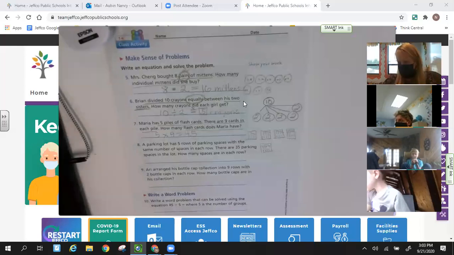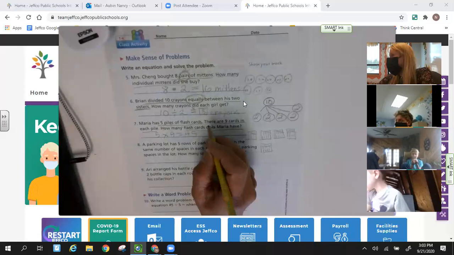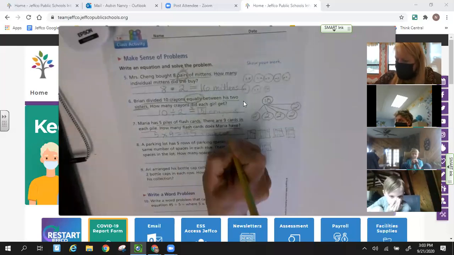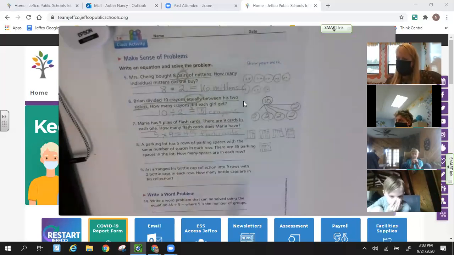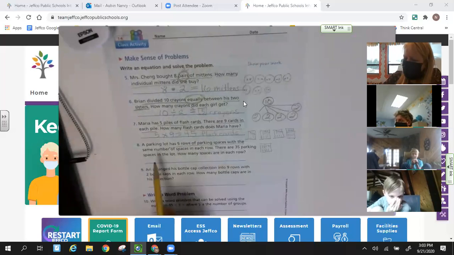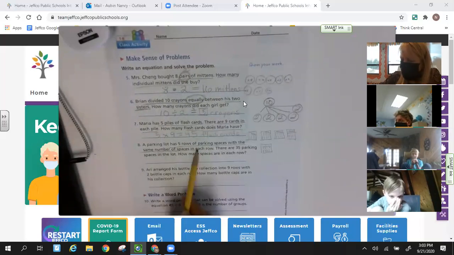Yes. Oh, you get a little yeah. Just get a paper towel and clean up. So today we're talking about flashcards. All right, last one. A parking lot has 5 rows of parking spaces with the same number of spaces in each row. There are 30 spaces.